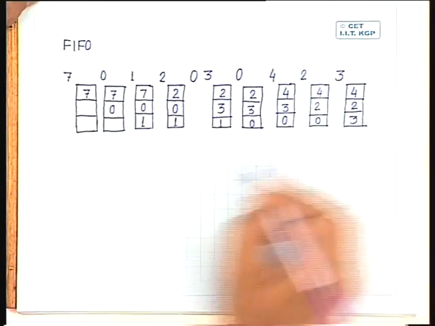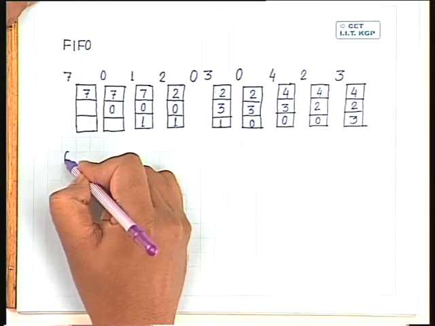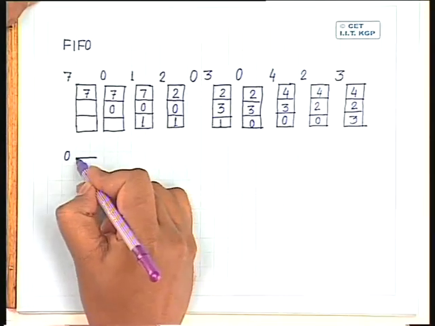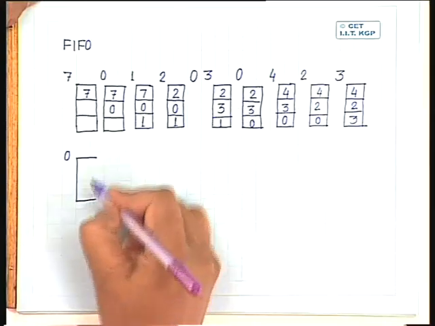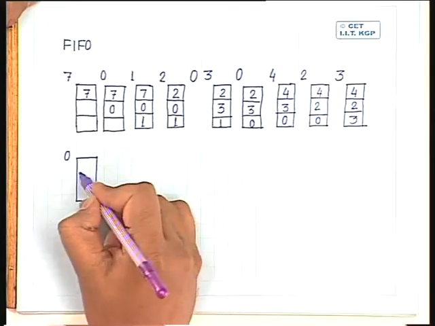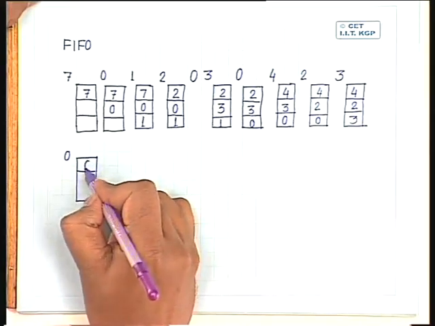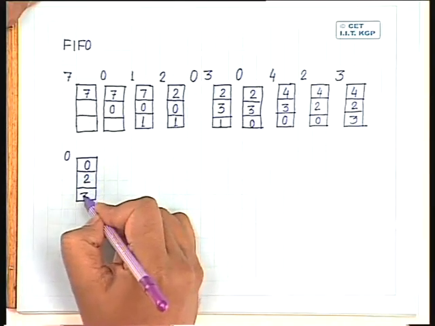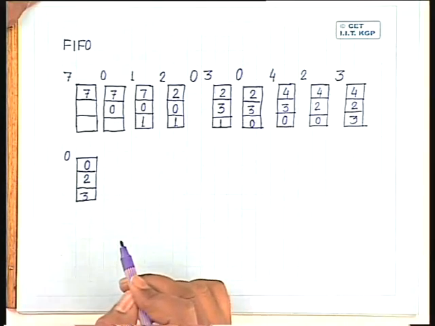Next time which is the page that is referred? Again page number 0. Again I have a page fault. And now I have to replace page number 4 by page number 0. And the other 2 pages, page number 2 and page number 3, will remain in the main memory.